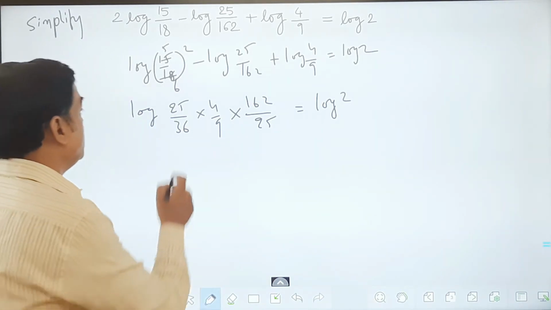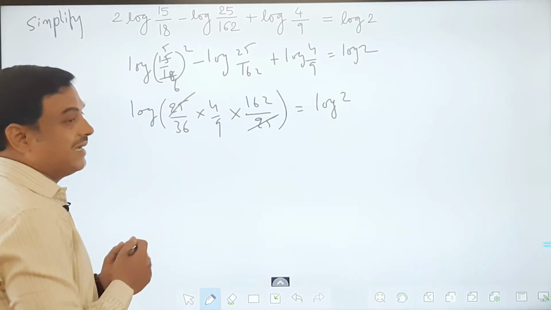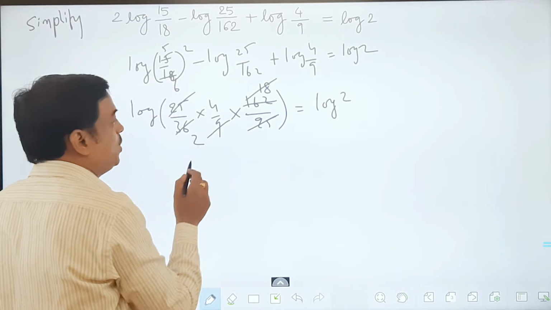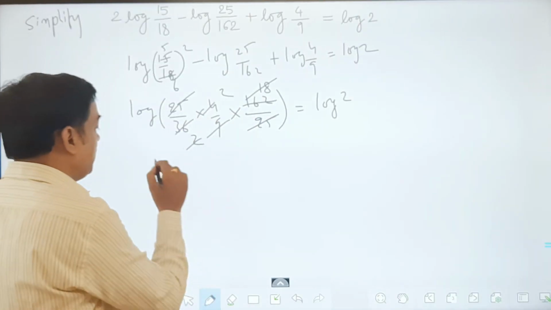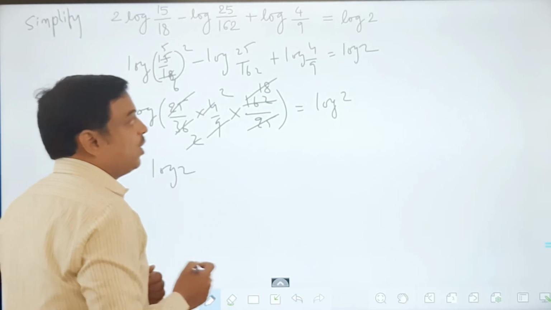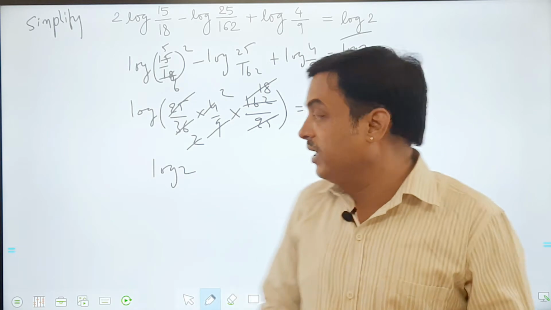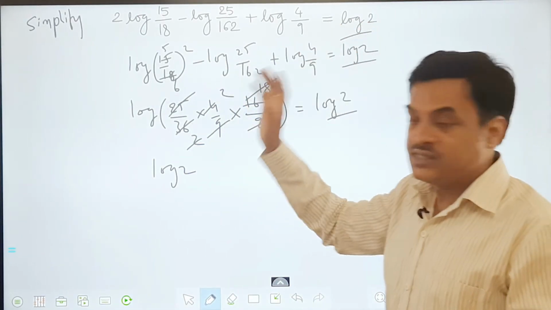And you now can cancel whatever is possible: 25 and 25 get cancelled, this gets cancelled by 18, this gets cancelled by 2, and this gets cancelled by 2, my friends. So you can see ultimately I am getting log 2, which I needed to prove. Fine. The question was to simplify and get the value as log 2, so I got that as log 2.